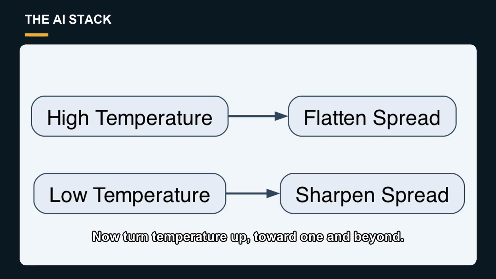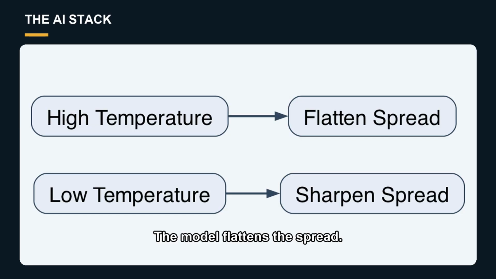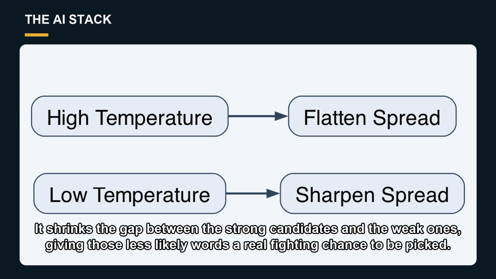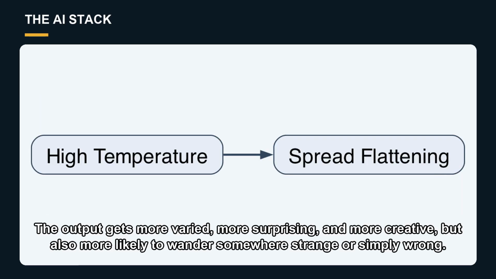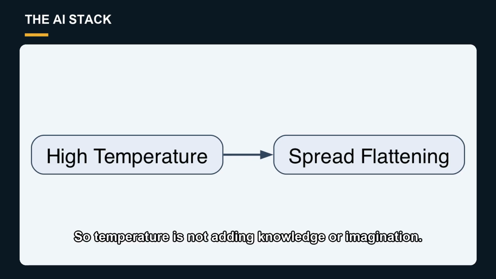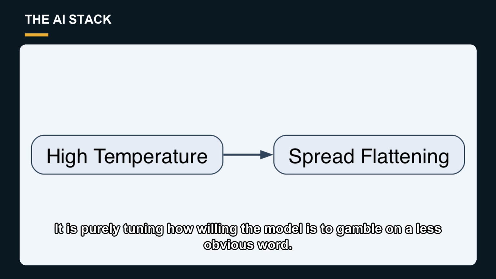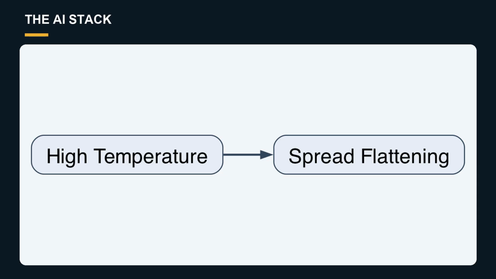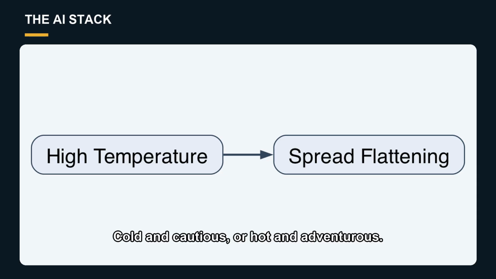Now turn temperature up toward 1 and beyond. The model flattens the spread. It shrinks the gap between the strong candidates and the weak ones, giving those less likely words a real fighting chance to be picked. The output gets more varied, more surprising, and more creative, but also more likely to wander somewhere strange or simply wrong. So temperature is not adding knowledge or imagination. It is purely tuning how willing the model is to gamble on a less obvious word. Cold and cautious, or hot and adventurous.